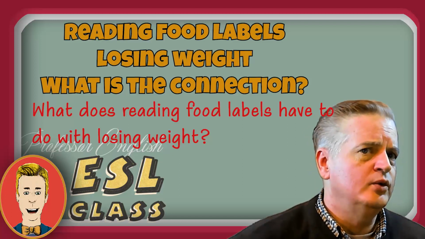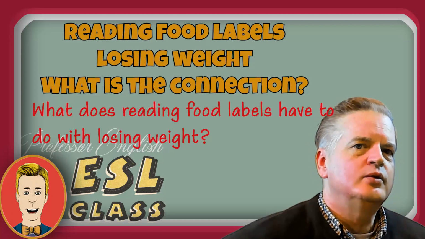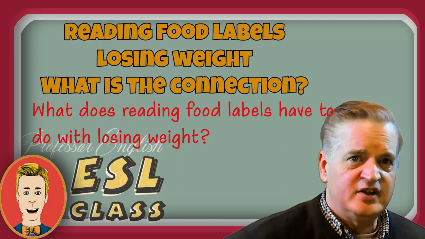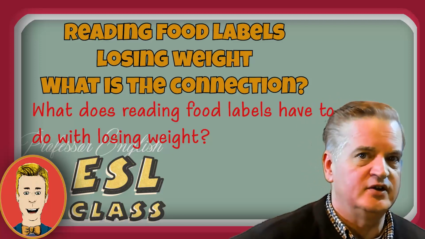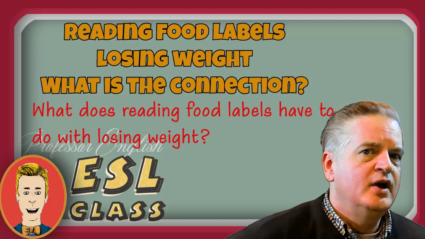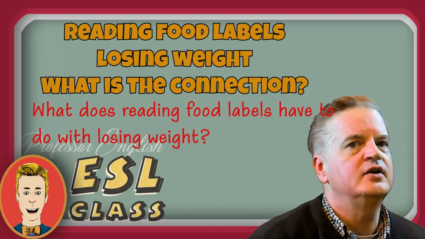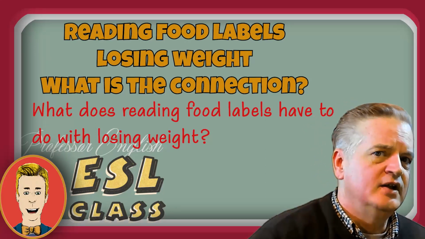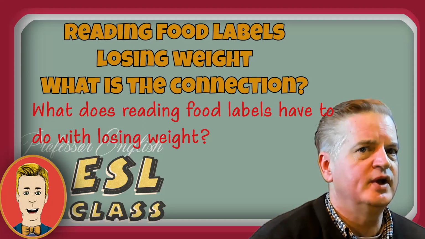What does it have to do with losing weight? It is reading food labels. What does it have to do with losing weight? Now, if you're just giving a typical answer, you probably answer with because: because labels help you understand ingredients. But if you want this to be the most important connection, you could say it like this: it has to do with understanding ingredients.